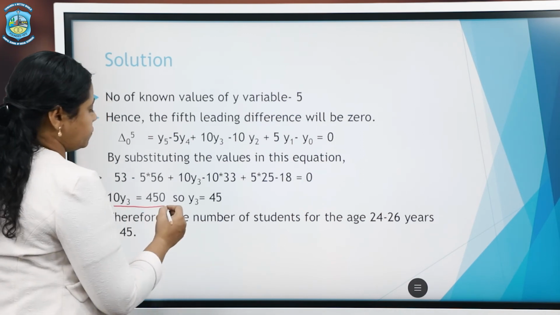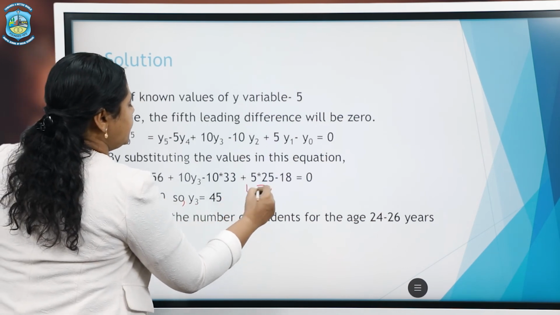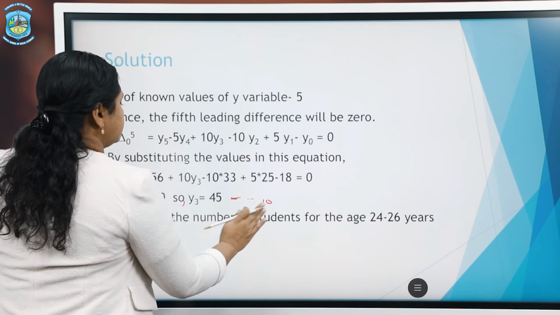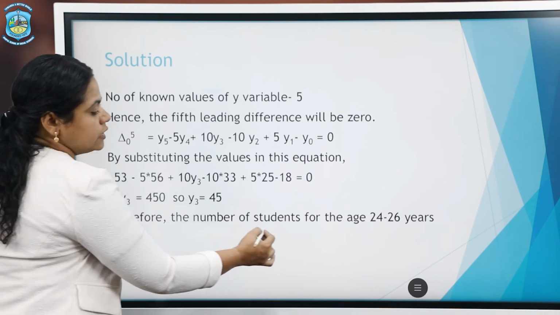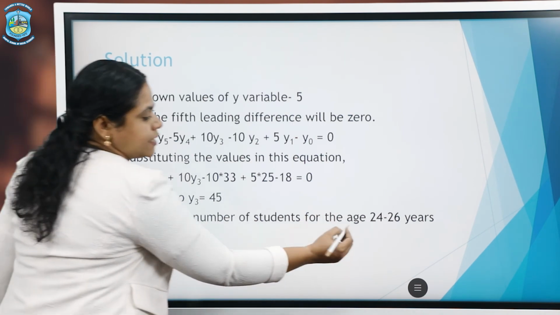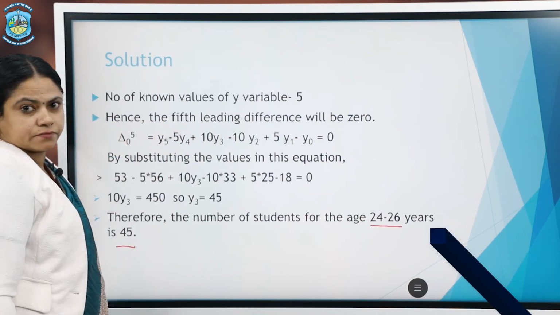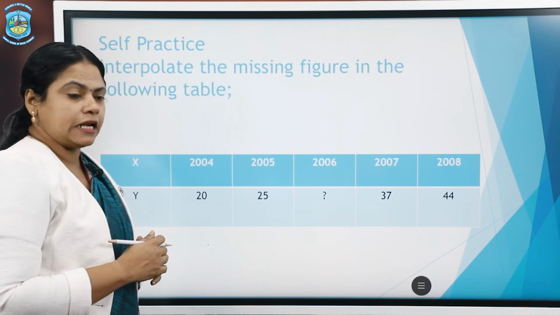10y3 is equal to 450. So y3 is equal to 450 divided by 10, that is 45. This is the value that we have identified for y3. Therefore, the number of students for the age 24 to 26 years is 45. I hope you understood that question very nicely. So this is for your self practice.